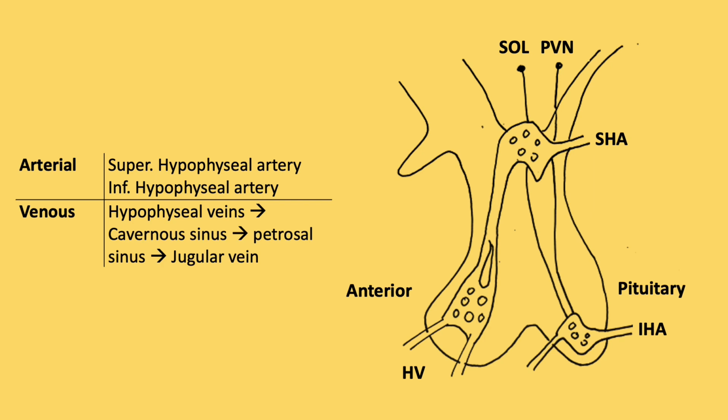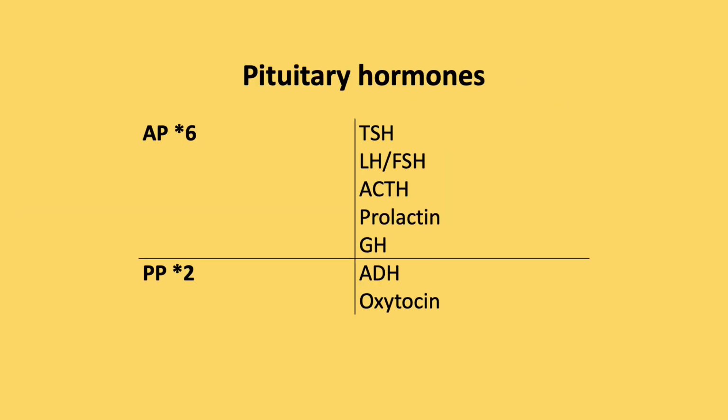Conversely, the venous supply is from the hypophyseal veins, the cavernous sinus, the petrosal sinus, and then into the jugular vein. Pituitary hormones include, for the anterior, the 6: TSH, LH, FSH, ACTH, prolactin and growth hormone, and for the posterior part of the gland, 2: ADH and oxytocin.